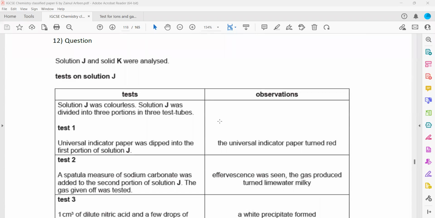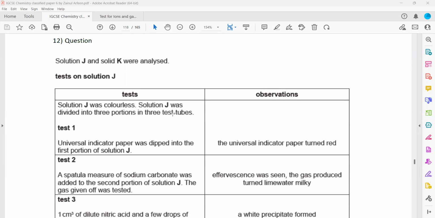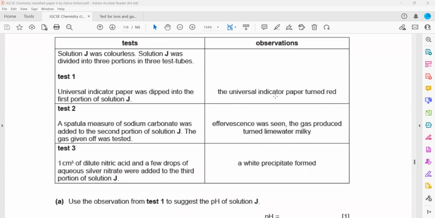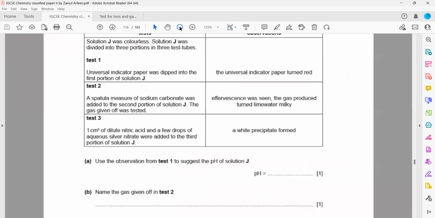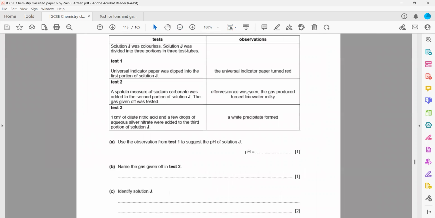Then another question related to identification of ions. Solids J and K were analyzed. Solid J was a colorless solution, which gives an idea that there is no transition element present. Universal indicator was added and it gave a red color, pH from 0 to 2, so an acidic solution is there. This gives an idea that H plus ion is there.